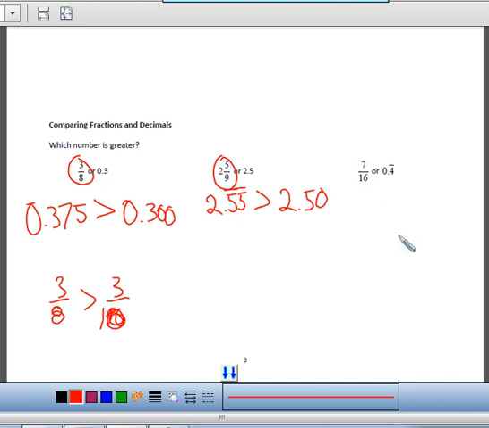7/16 turns into 0.4375. We already know that 0.4 repeating is 0.4444. Notice how many 4s I wrote. I put 4 of them because there was 4 digits here. So what's bigger? 4,375 or 4,444? Obviously this one is, so that is the bigger number.